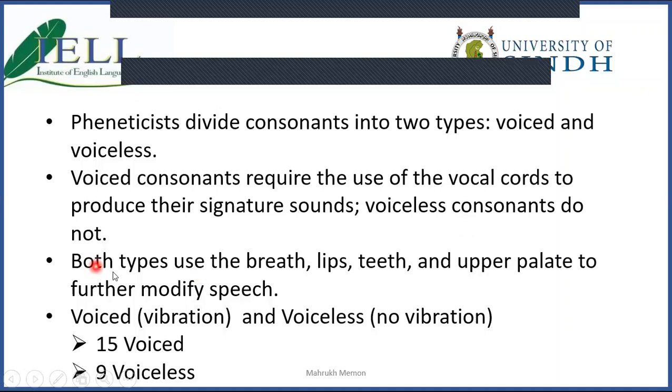Both types, that means voiced as well as voiceless, require the breath, lips, teeth, and upper palate to further modify the speech. That would mean that all the rest of the parts of the mouth are involved in the production of sounds, but the vocal cords are the determining factor of voiced and voiceless sounds. So the sounds with the vibration are called voiced, and the sounds without any vibration are called voiceless. In English, of the 24 consonants, 15 are voiced and the rest are voiceless.